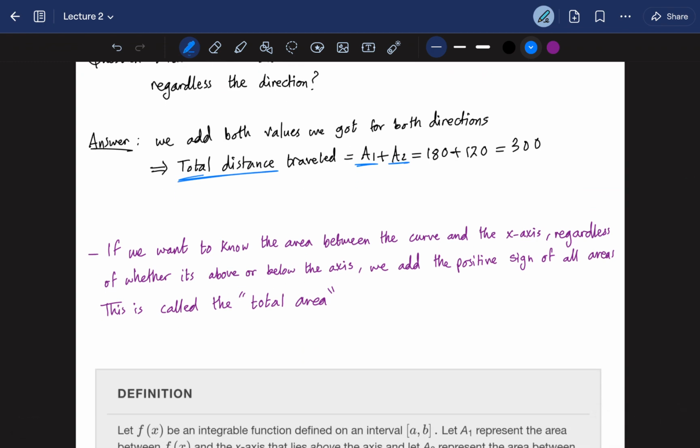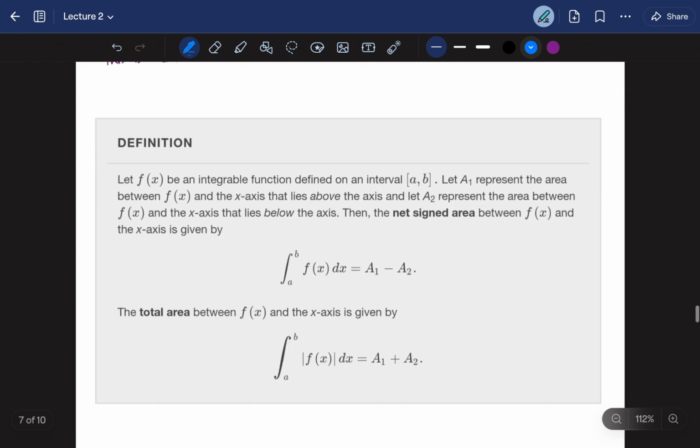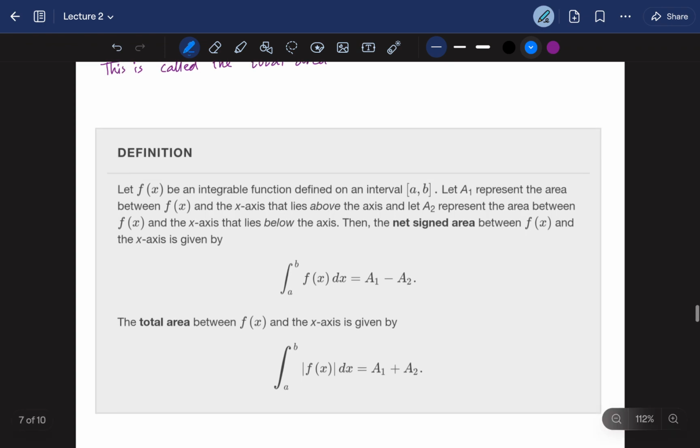So if we want to find the area between the curve and the x-axis, regardless of whether it's above or below the x-axis, we just add the values up without the negative. And this is what we call the total area of the graph. So we have this definition that summarizes everything.